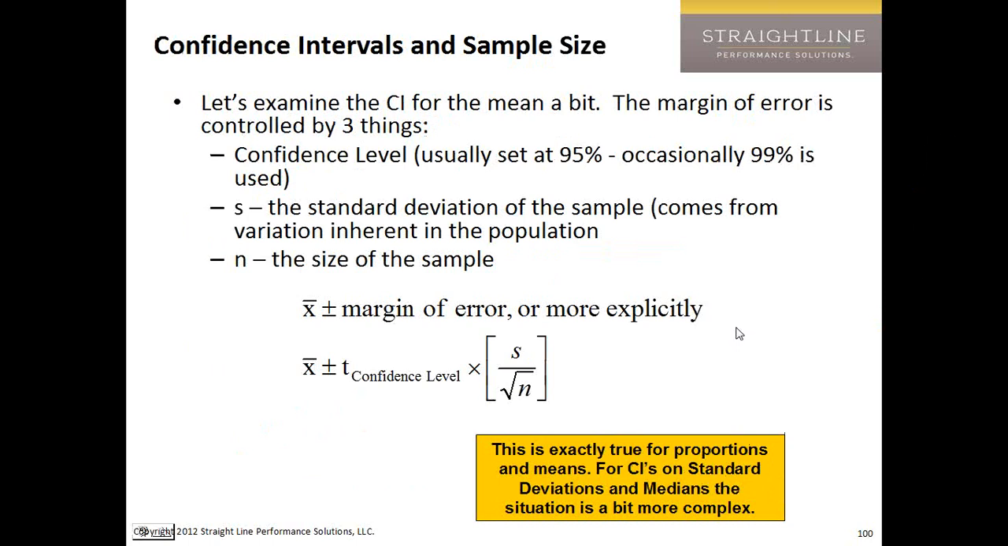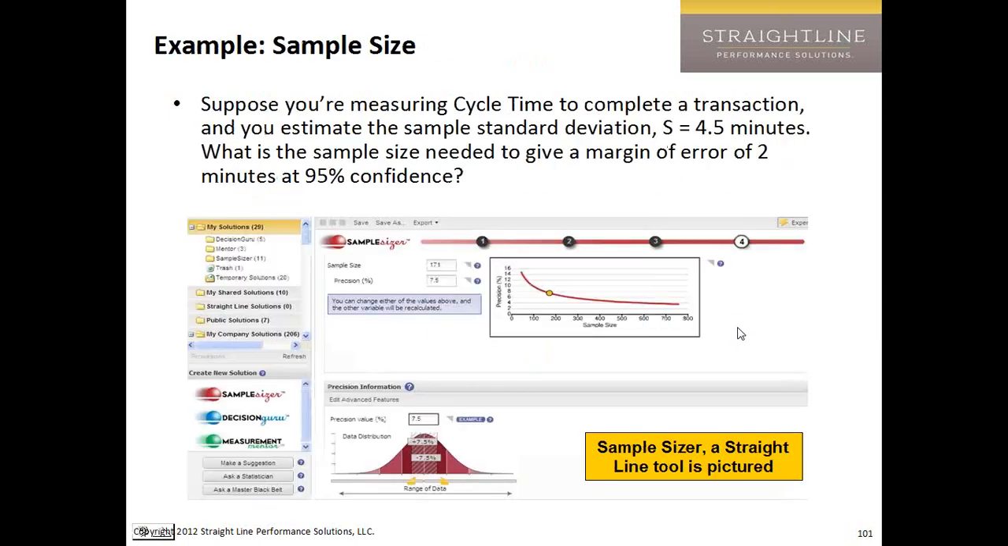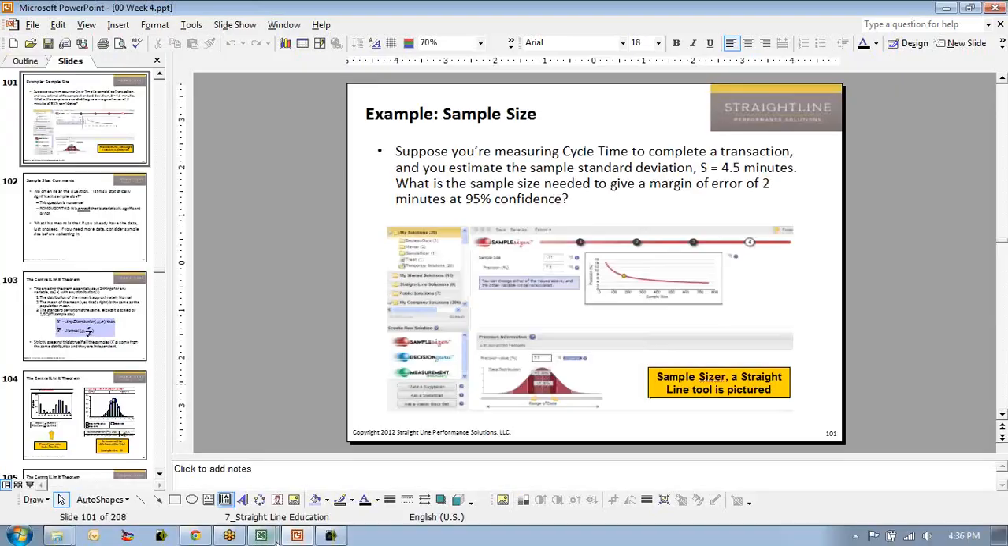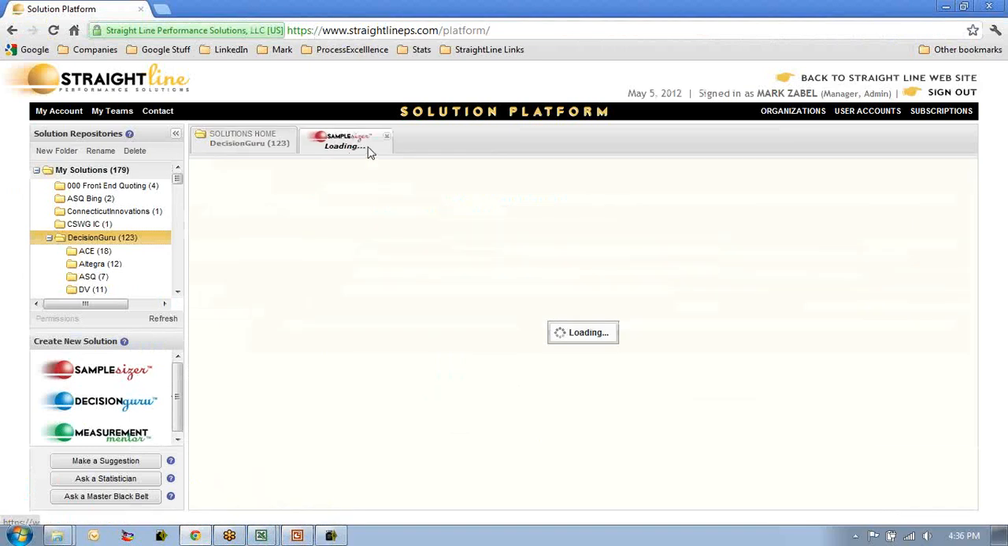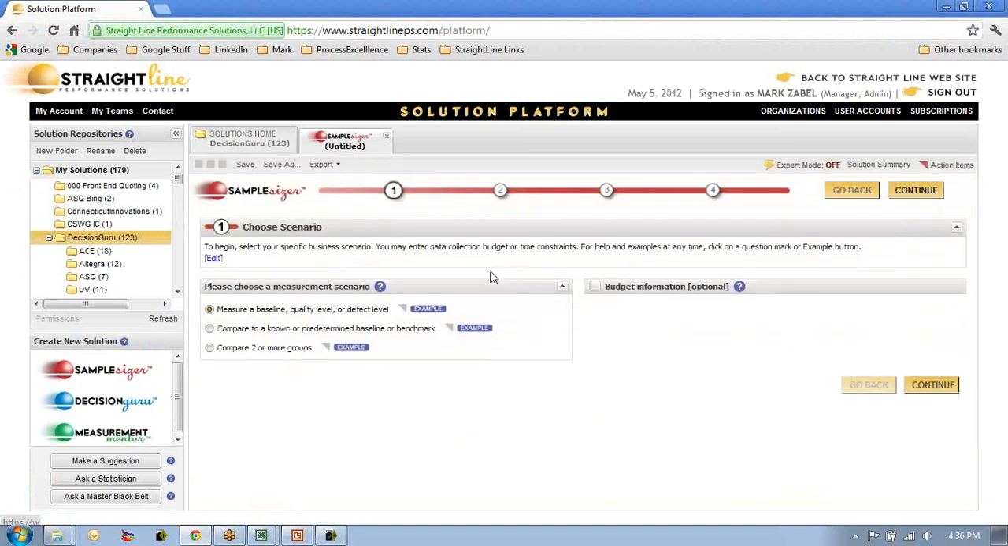It just doesn't keep happening. So let's take a look at that from an example. An example in the book, we're actually going to use a tool called Sample Sizer, which is available through Straightline's website. I'm just going to go ahead and open that up. And the example we'll do is very similar to the one in the book in front of you on slide 101.